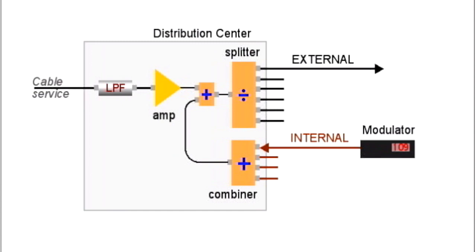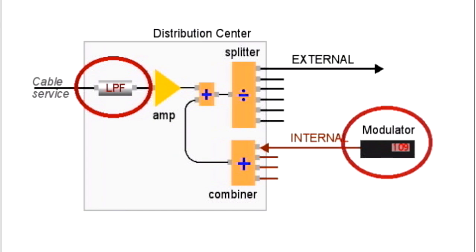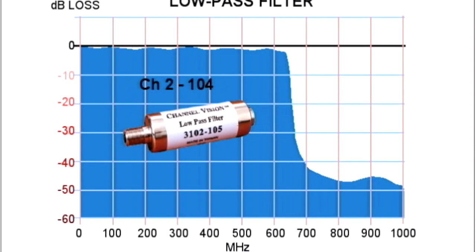Low-pass filters are typically used with cable or off-air service to block frequencies above a certain channel, so that in-home modulators can be inserted into the channel space above the blocked channel. For example, this Channel Vision low-pass filter is rated to pass below 648 megacycles or cable channel 105. The attenuation slope is about 4 channels or 24 megacycles, so the closest inserted channel should be 109 or above.